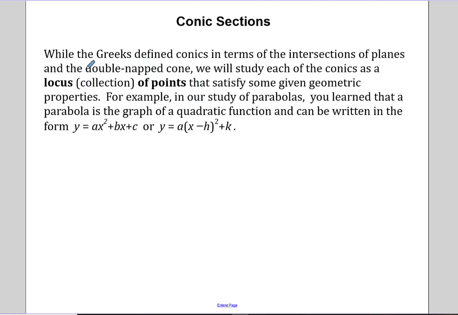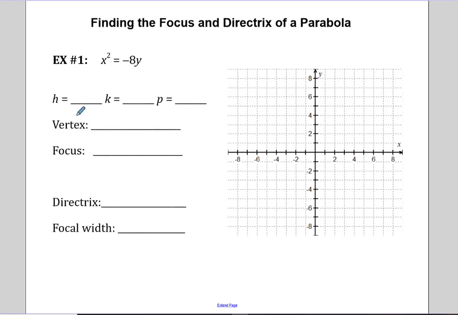Now this is interesting. While the Greeks defined conics in terms of the intersections of planes and the double napped cone, we're going to study conics as a locus or a collection of points that satisfy some given geometric properties. For example, in our study of parabolas, you learned that a parabola is the graph of a quadratic function, and we could write parabolas either in standard form this way or what I call vertex form this way. So we want to tie all of that together.